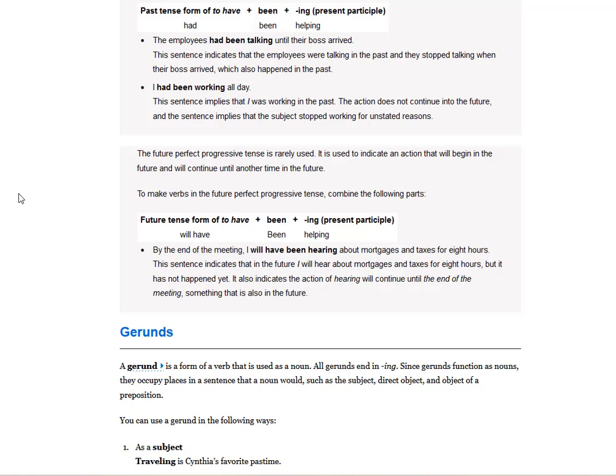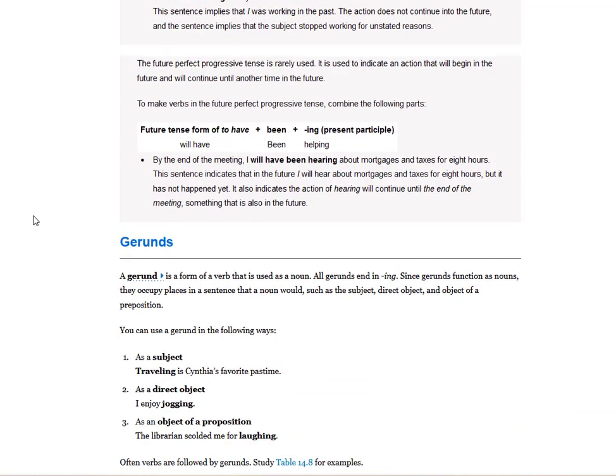This sentence indicates that in the future, I will hear about mortgages and taxes for 8 hours, but it has not happened yet. And I can tell you that it even sounds odd. I will have been hearing. That sounds very odd in English because the future perfect progressive is used so rarely.